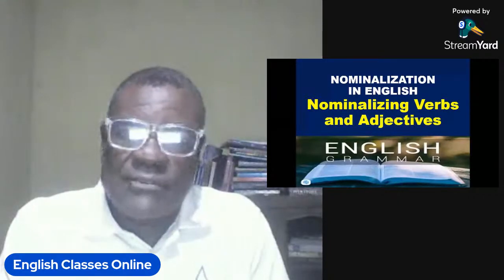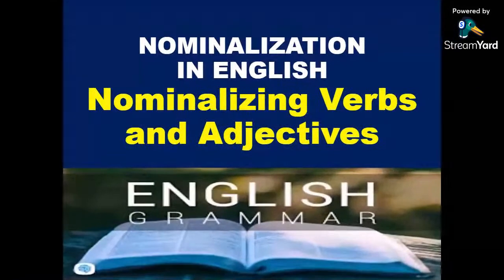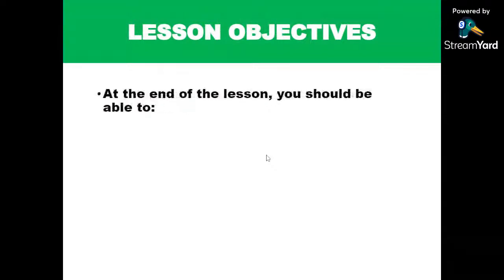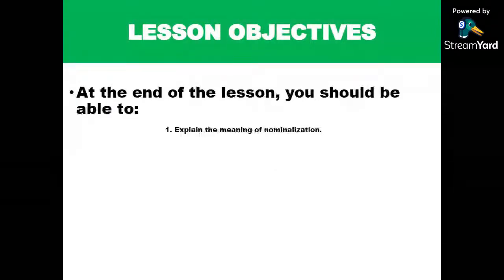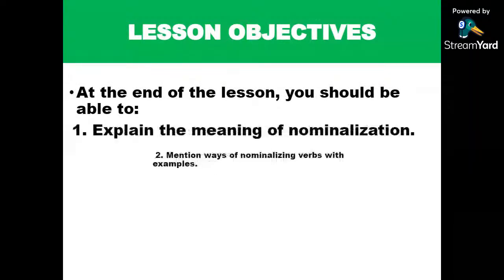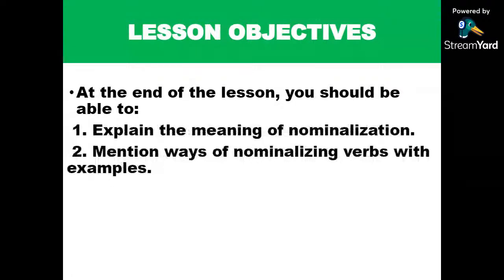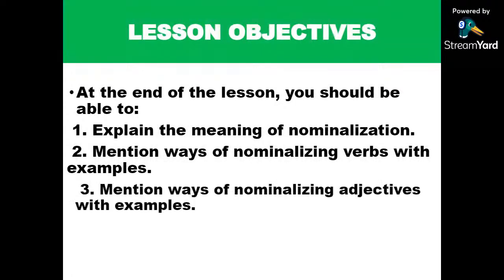Of course, I would like you to have the entire screen so we can have a clearer view of our presentation. Now, let's begin with a look at the lesson objectives. At the end of the lesson, you should be able to: 1, explain the meaning of nominalization; 2, mention ways of nominalizing verbs with examples; and 3, mention ways of nominalizing adjectives with examples as well.